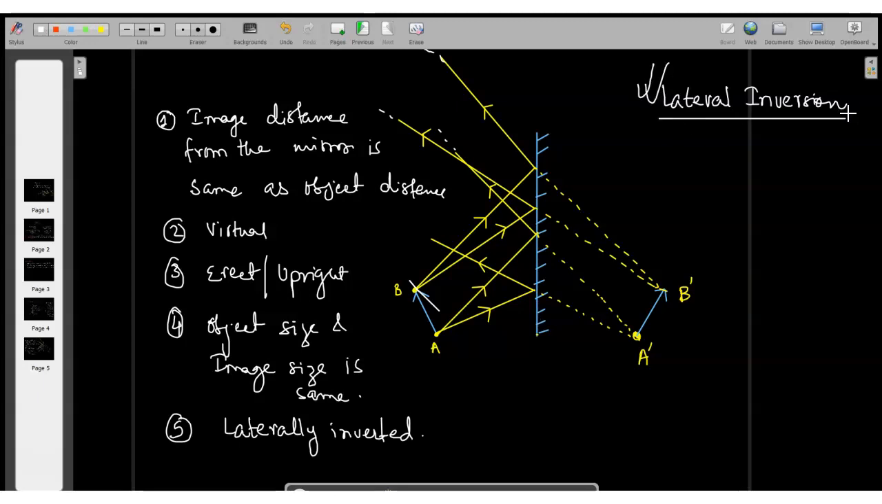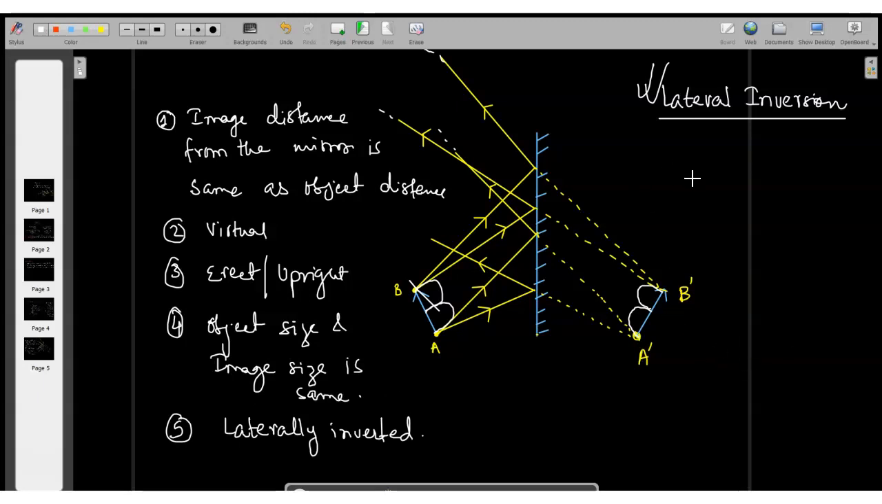Because of this phenomenon, if you see the alphabet, suppose this extended object, I make it like a P. So P will be formed like this, laterally inverted. Or suppose if it's a B, so B will look like this, laterally inverted. So this is the lateral inversion.